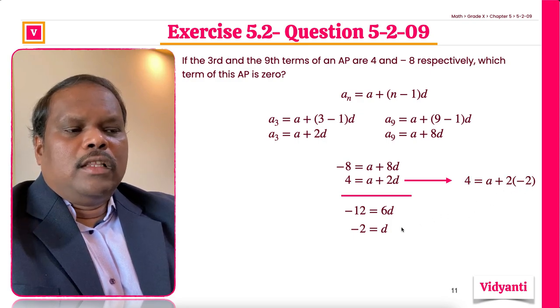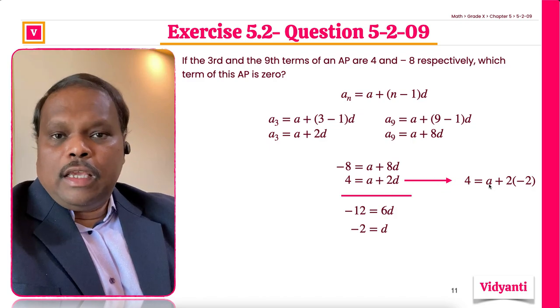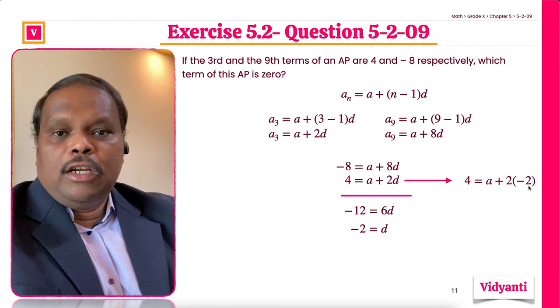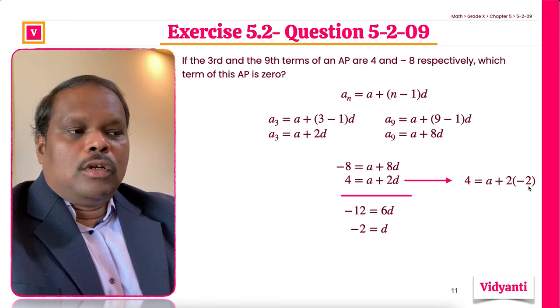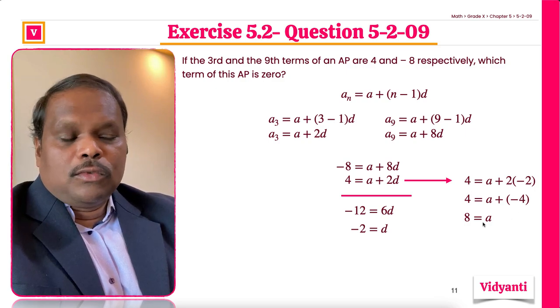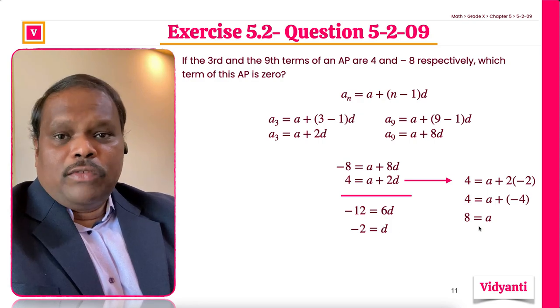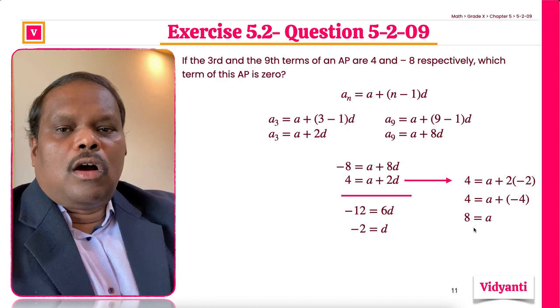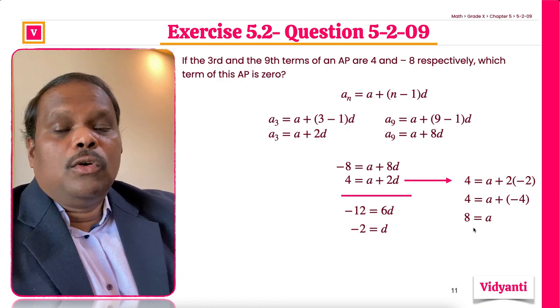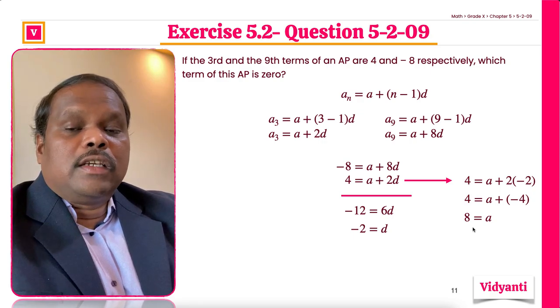And I will just plug in the value of D in place of this 2D. So 4 as it is, A as it is, and twice D will be replaced by 2 times -2. So now on simplification, this -4 goes on the opposite side, becomes +4, and the first term comes out to be 8. Now the first term is 8, and the common difference is declining -2. So that should be sufficient to find out any term of that arithmetic progression. Here we don't want any term, we want the position of the term, which is exactly 0.